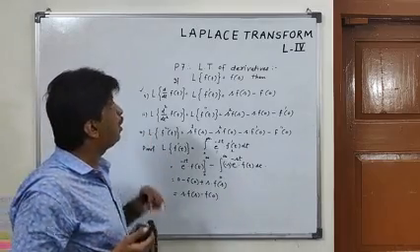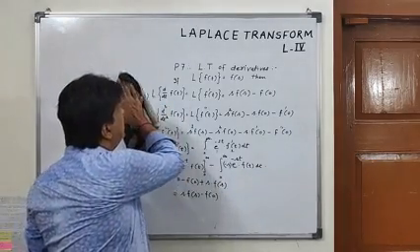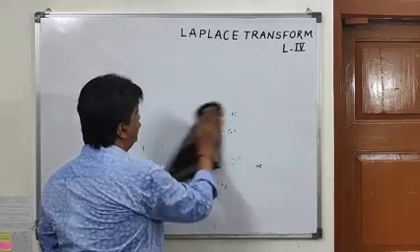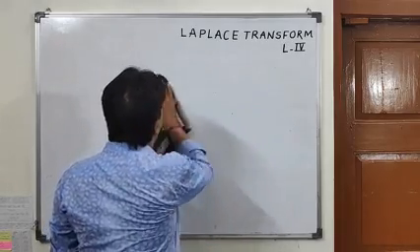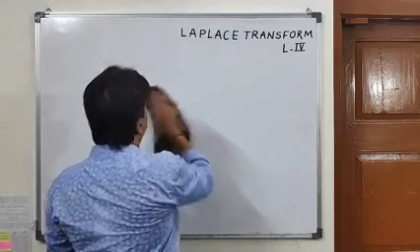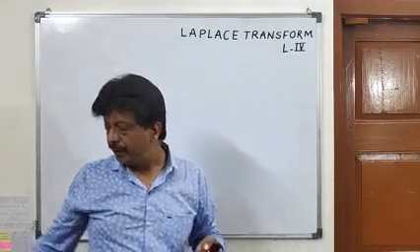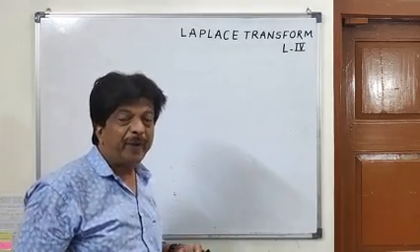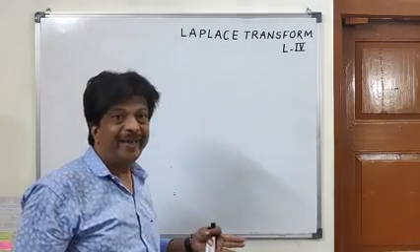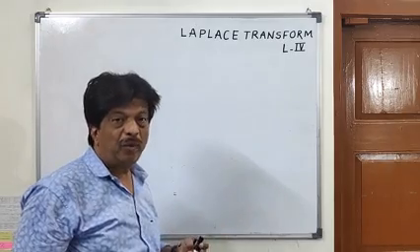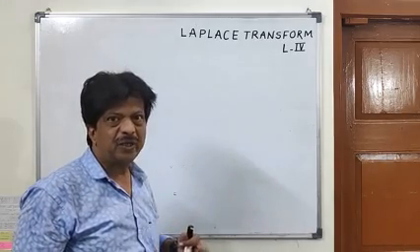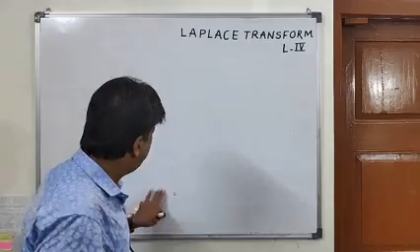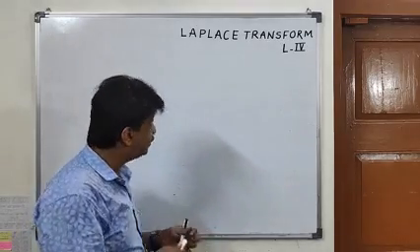So, these are the 7 properties of the Laplace transform. First, shifting property. Second, shifting property. Scaling property. Multiplication by t property. Division by t property. Laplace transform of integrals. Laplace transform of derivatives. These properties we have discussed. Now, using these properties, we would be solving some working examples.